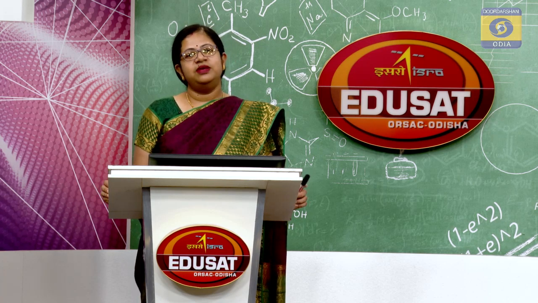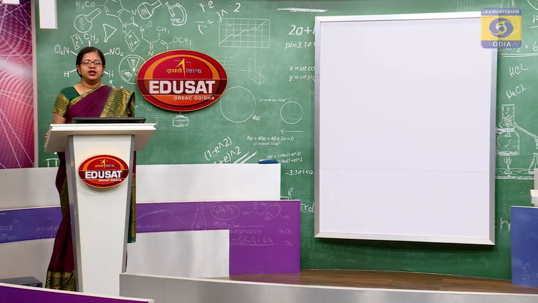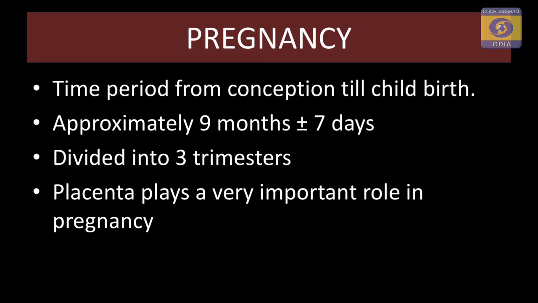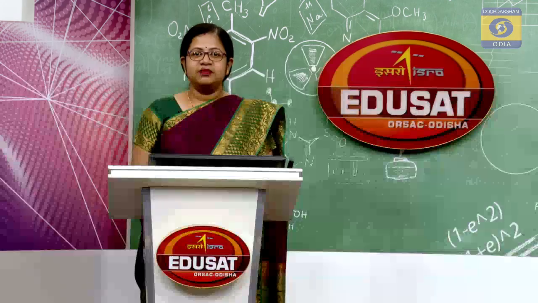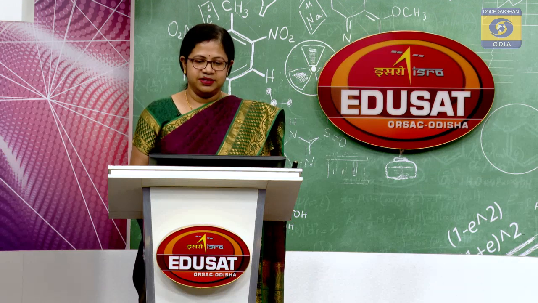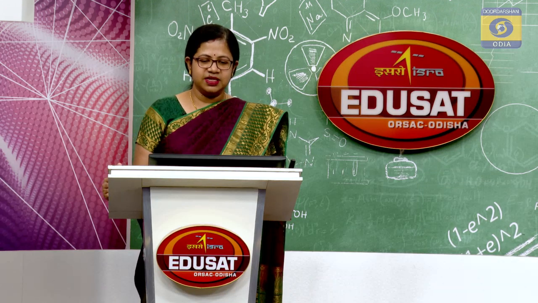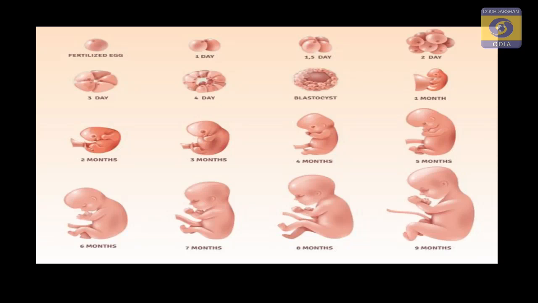And here let me tell you, a placenta, which is an organ that is formed by the contribution of both the maternal and fetal parts, plays a very important role in pregnancy. Now, coming to the different stages of pregnancy, as you can see in this diagram, we have a fertilized egg and day wise development till the formation of a blastocyst, and thereafter our embryonic development proceeds and the complete baby is formed at the end of 9 months.